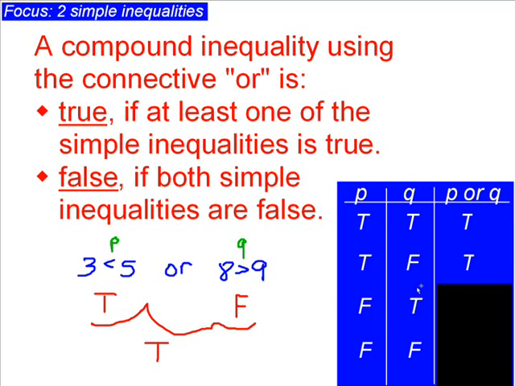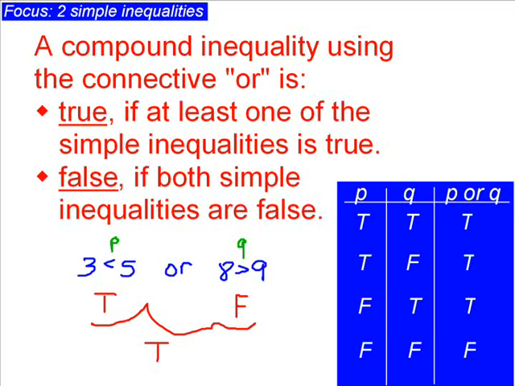It doesn't really matter if you reverse the order of these simple inequalities. We could have 8 is greater than 9 or 3 is less than 5. Still, if one is false and the other is true, the compound inequality is said to be true. The only time it matters is if they both end up false. If they're both false, the compound inequality is false.